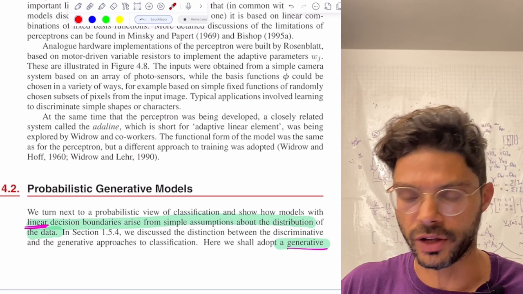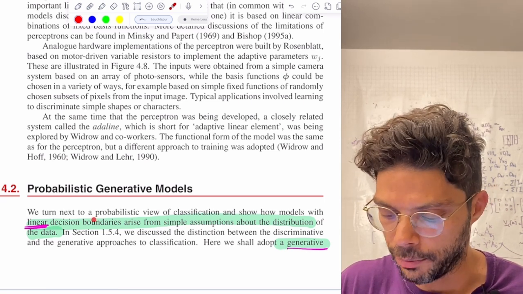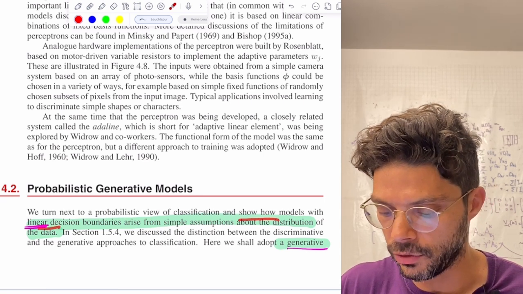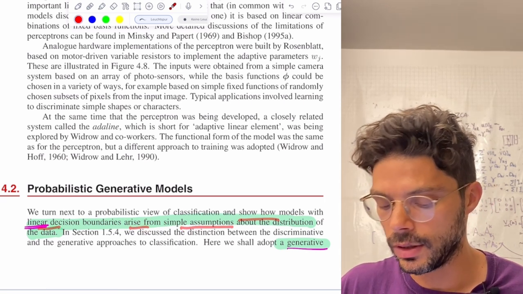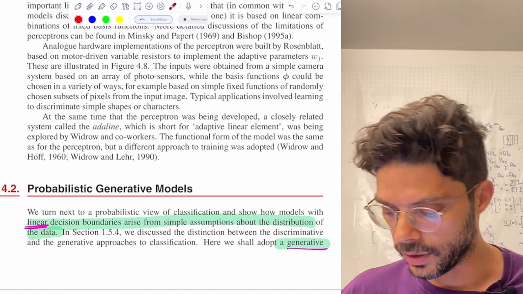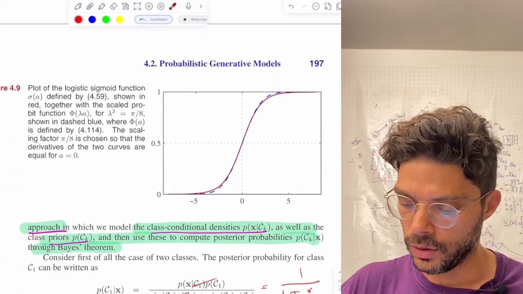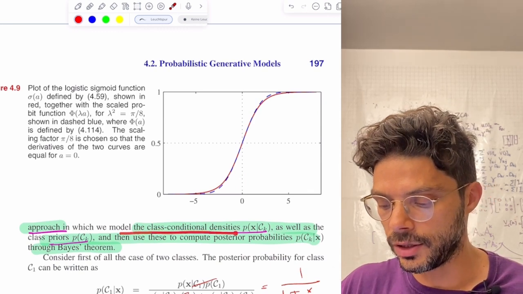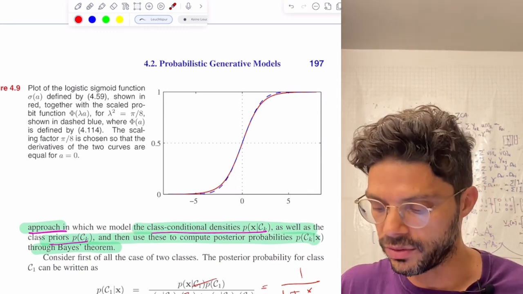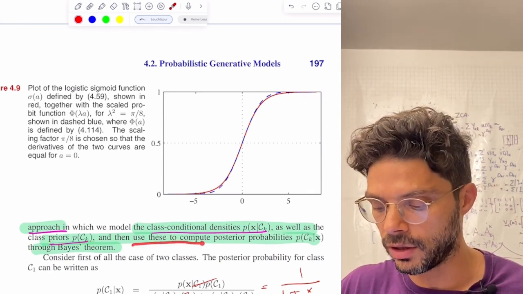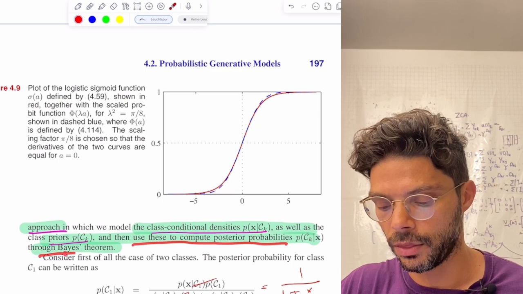Okay, so this is just going back a little bit. We're going to look at a probabilistic view of classification and show how models with linear decision boundaries arise from simple assumptions about the distribution of the data. We're going to be using the generative approach, so we're going to be modeling the class conditional probability densities. We're going to specify what those are, and assume we're given some class priors, and then use these to compute posterior probabilities through Bayes' theorem.